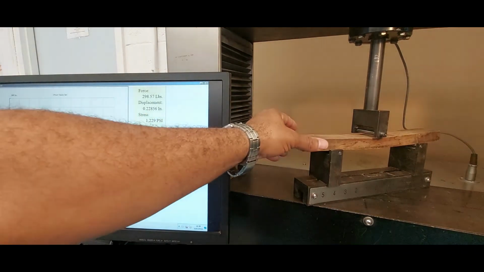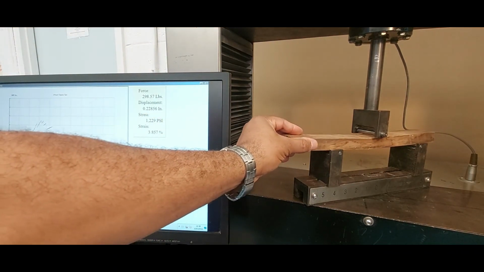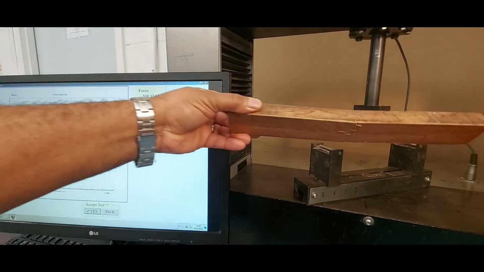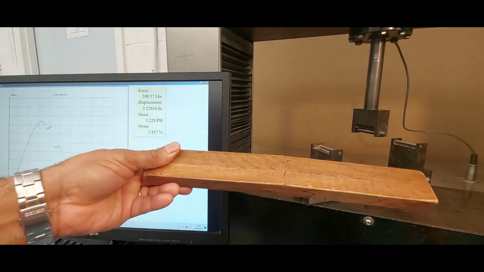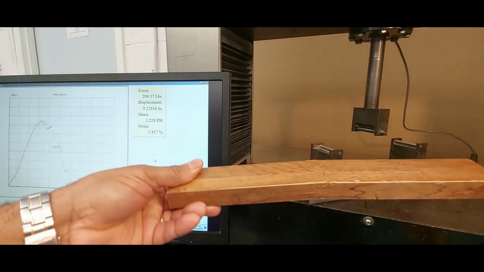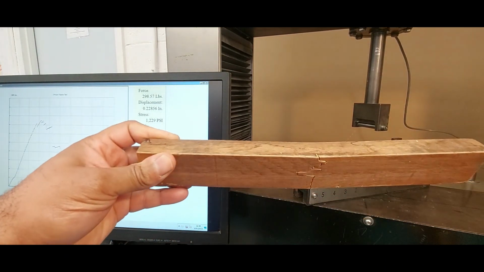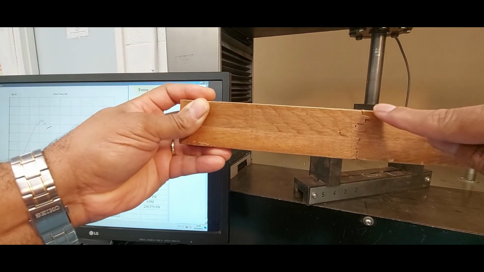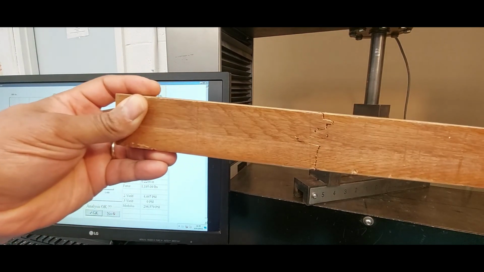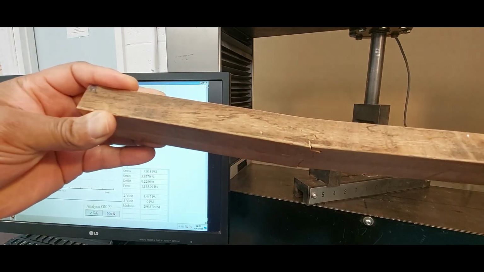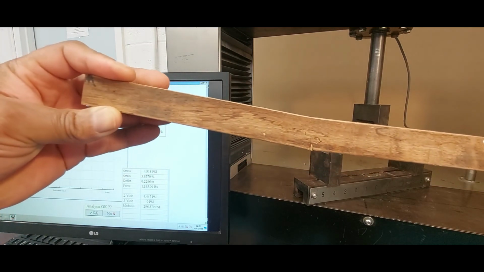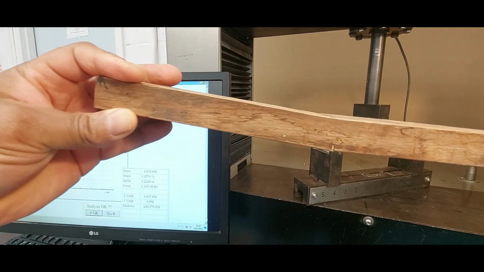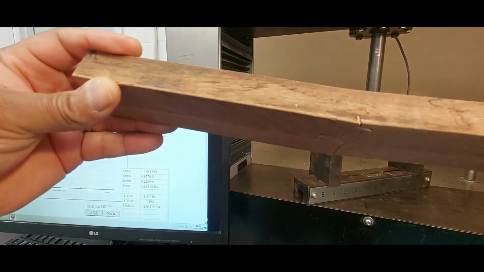But I'll take the failed specimen out of the fixture so you can have a look. So as we can see, this is the failed surface. You can see failure going more than halfway through the cross section.